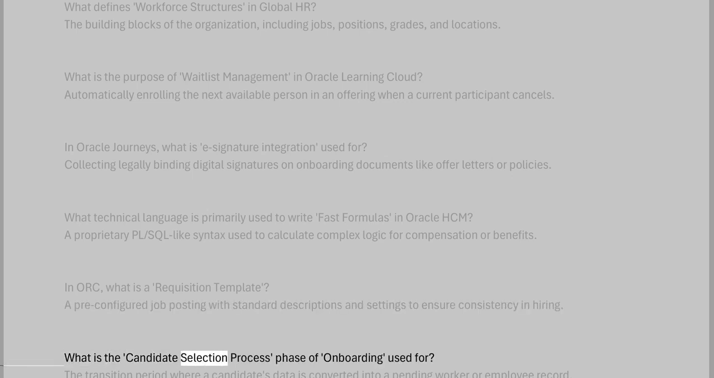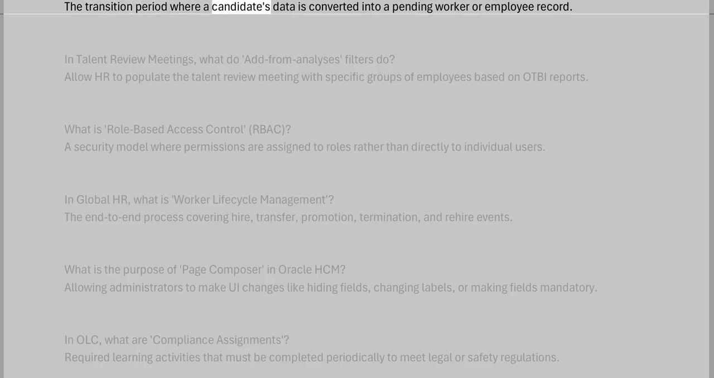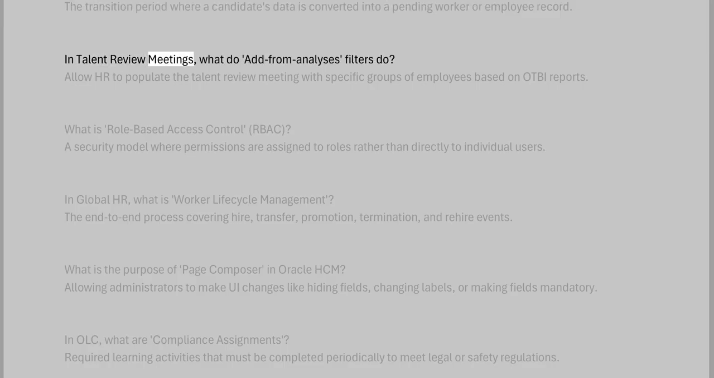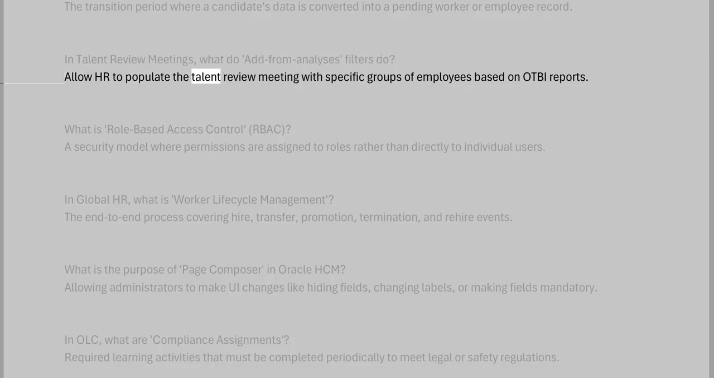What is the candidate selection process phase of onboarding used for? The transition period where a candidate's data is converted into a pending worker or employee record. In talent review meetings, what do add from analyses filters do? Allow HR to populate the talent review meeting with specific groups of employees based on OTBI reports.